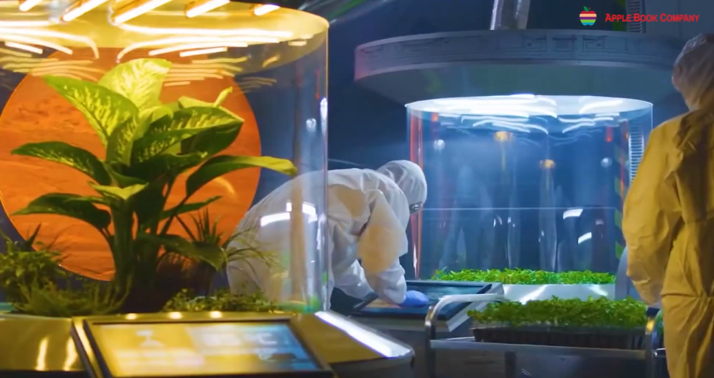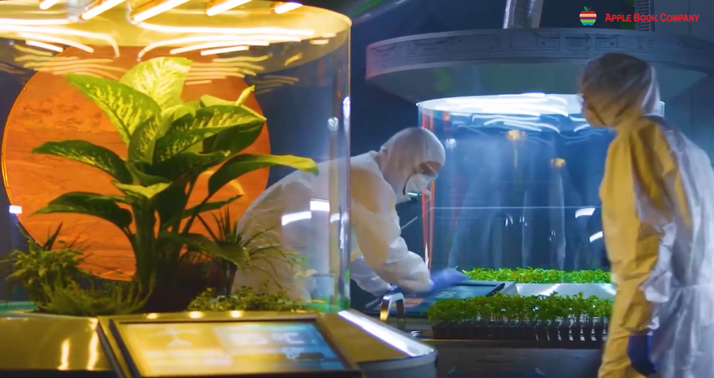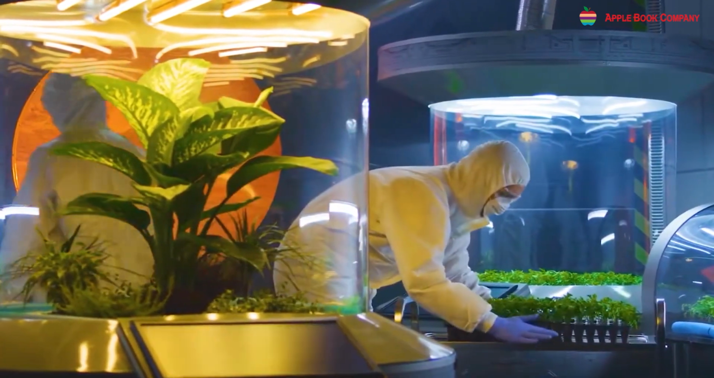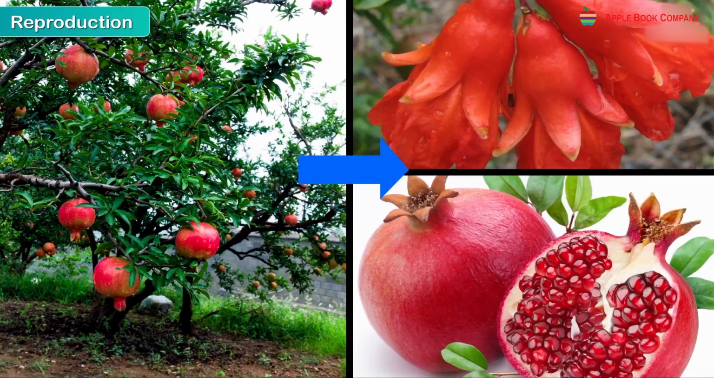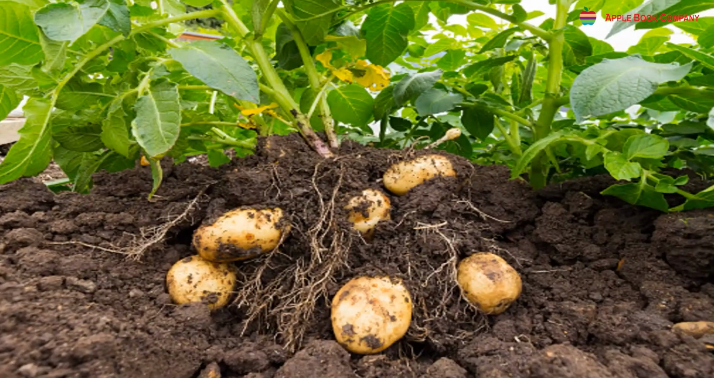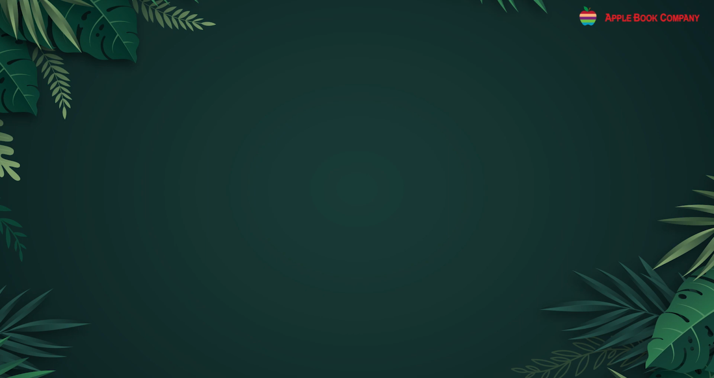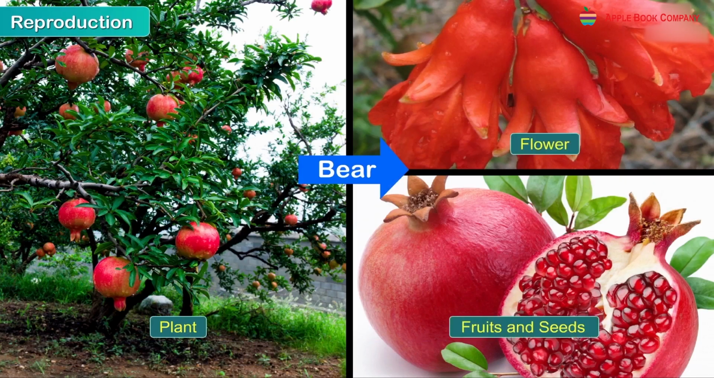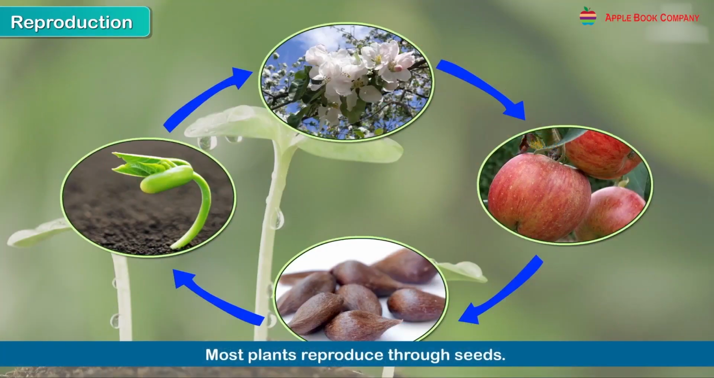A process by which plants give rise to some more plants of the same kind is called reproduction. Plants reproduce in the following three ways: from seeds, from spores, and vegetative propagation from body parts. Reproduction from seeds. Many plants and trees produce seeds.